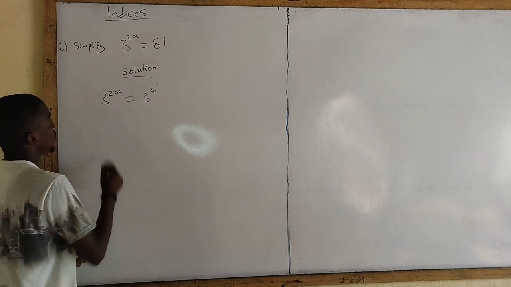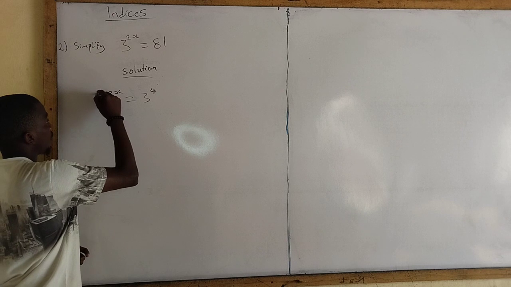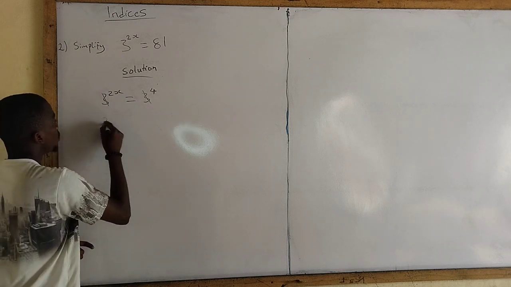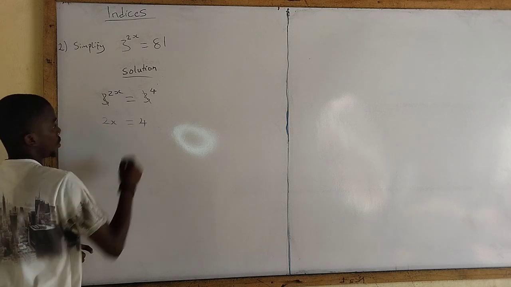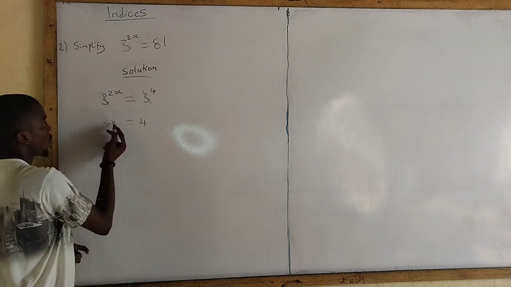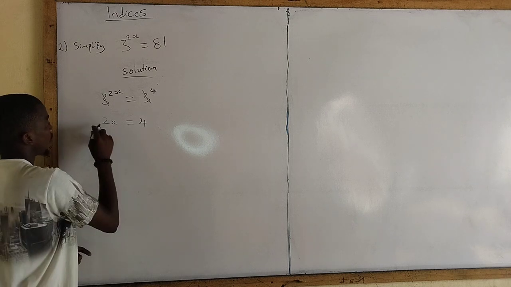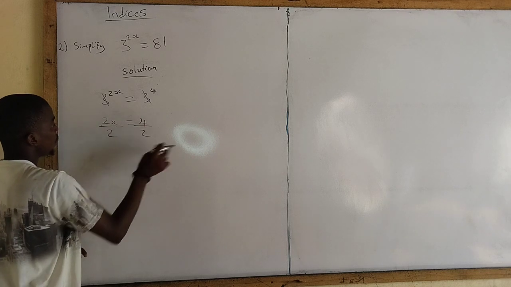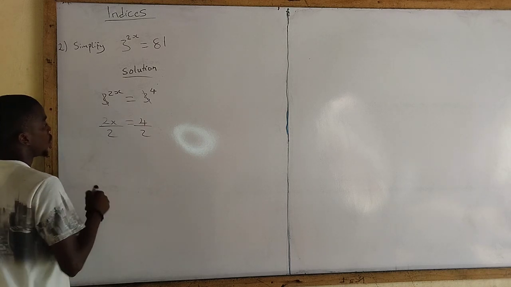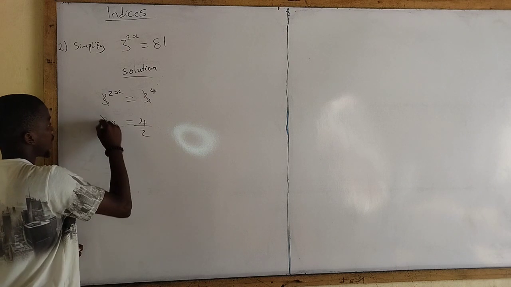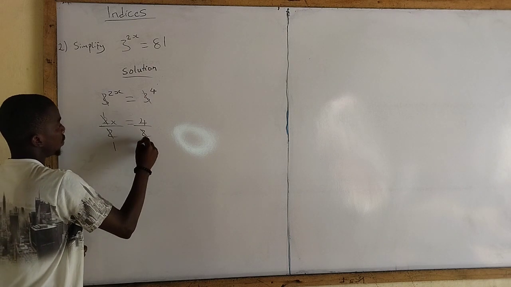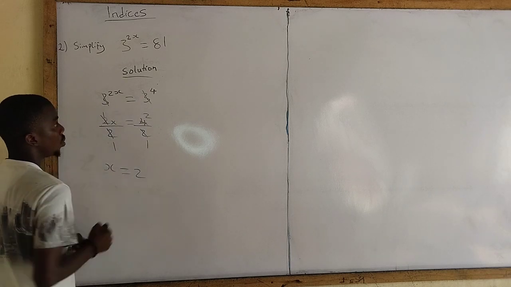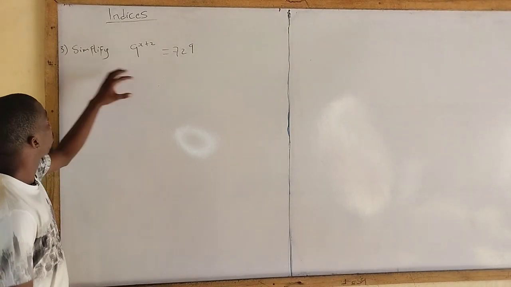Now the bases are equal, so we cancel this, and we have 2x equal to 4. Remember we are looking for the value of x, so we divide both sides by 2 so that x will stand alone. 2 cancels itself, 1, and 2 divided by 2 gives 1; 4 divided by 2 is 2. So x is equal to 2. All right, so we come to the next question.